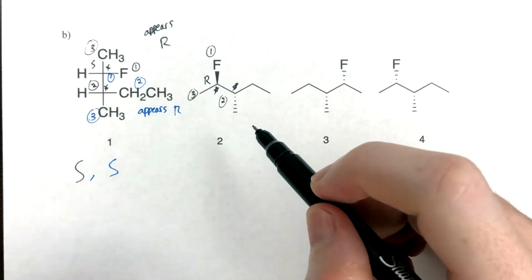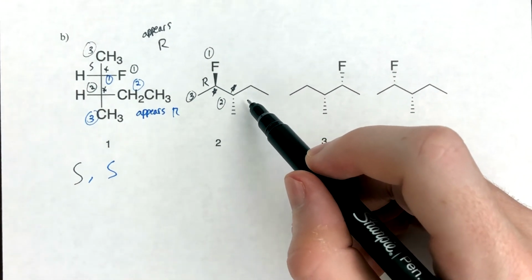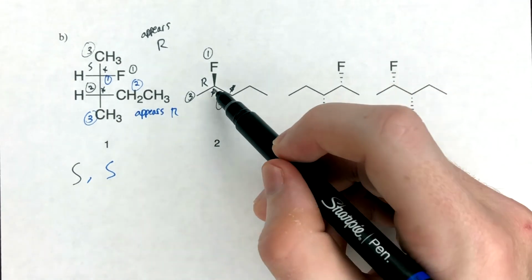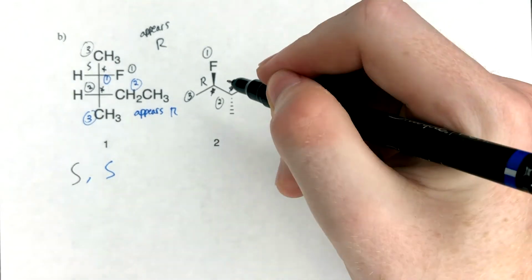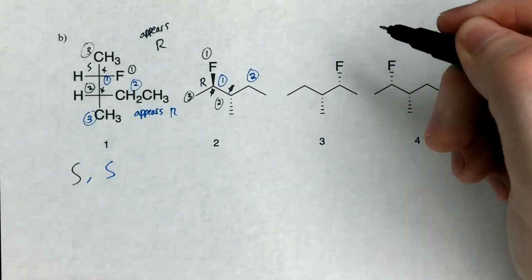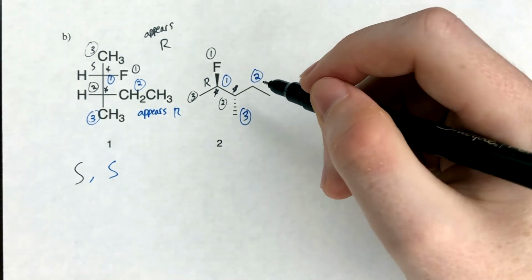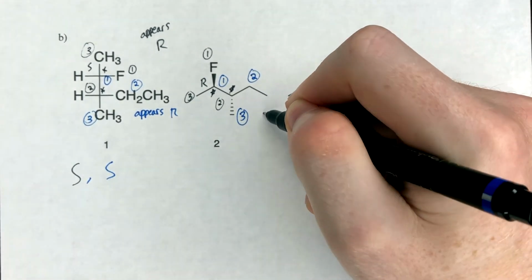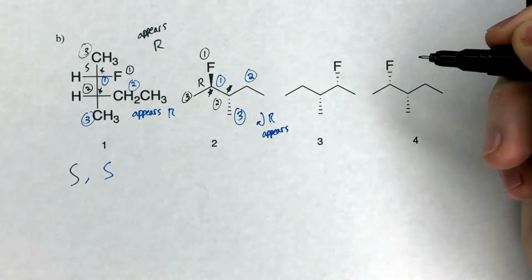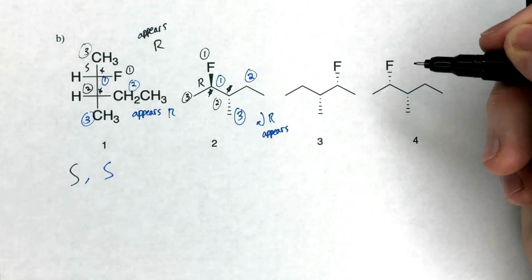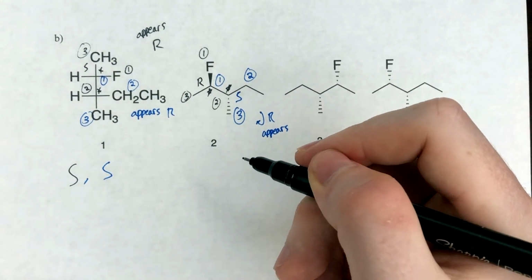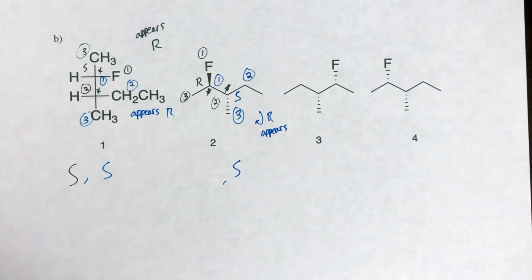Okay. Now if we move to the next one, we have this whole carbon-containing group here. We have a carbon bound to another carbon, a methyl group, and a carbon bound to a fluorine and another carbon. So the carbon bound to the fluorine is highest, the group bound to more carbons is second, and the methyl is last. This again appears to be R. However, the hydrogen, which is the lowest priority, is in the front. So this one is actually S. So this one is RS.